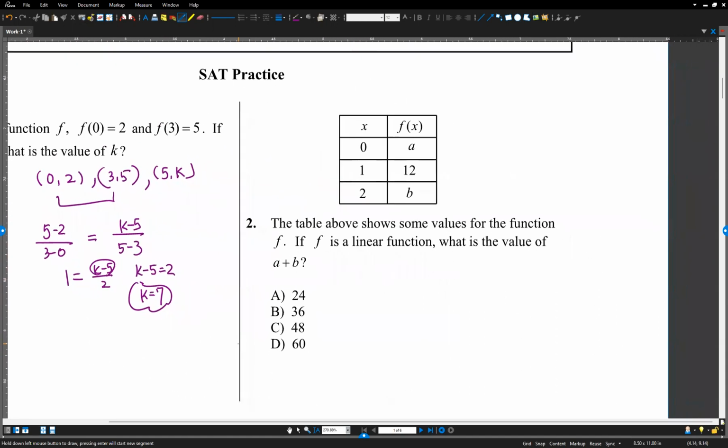The second one over here. Now the points are given by a table. When x is 0, y is a. When x is 1, y is 12. When x is 2, y is b. This is a linear function, same line. What is the value of a plus b? We don't need to find a and b individually, just the sum of these two numbers. Anyway, slope is what? 12 minus a.